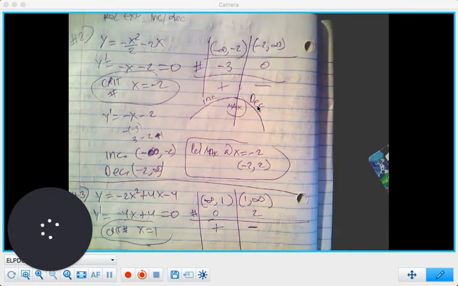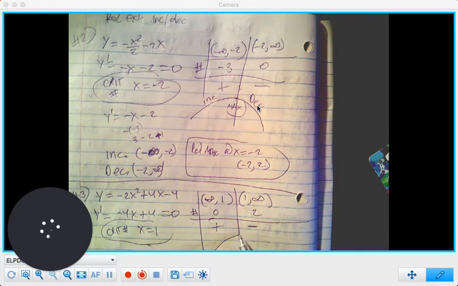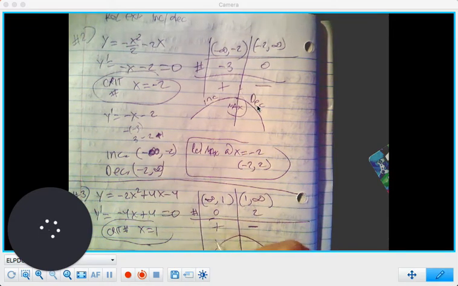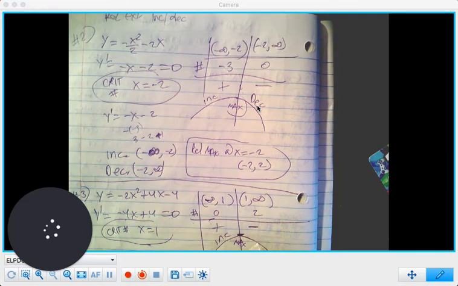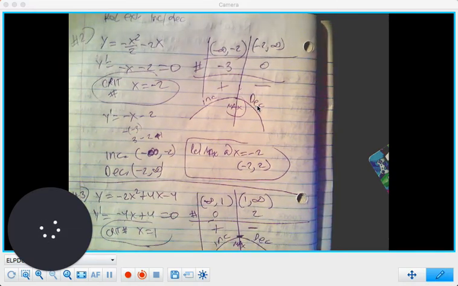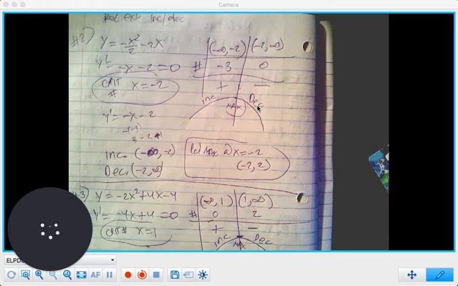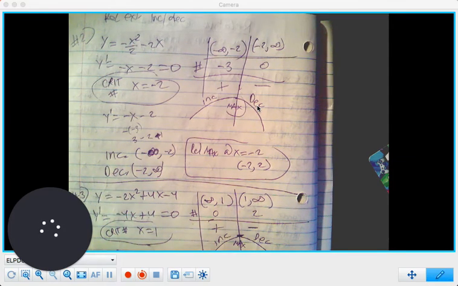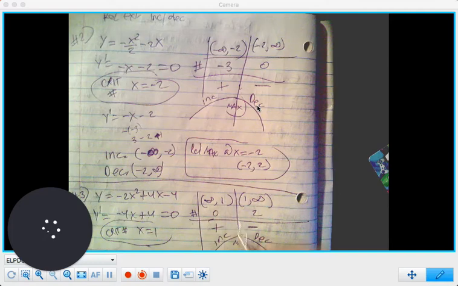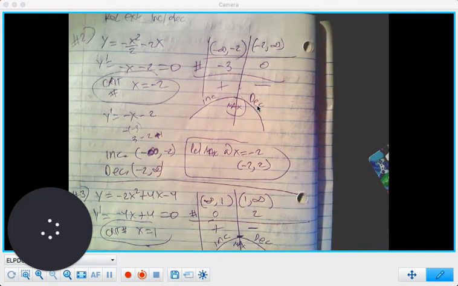Again, going up, stop, going down. Increasing, max, decreasing. Okay? Again, I'm not going to plug it in because you guys can do that. So relative, you can do that on your own. Relative max at x equals 1, right here, x equals 1.